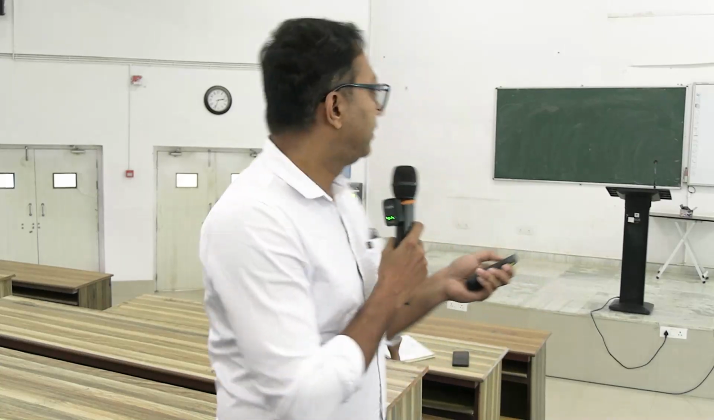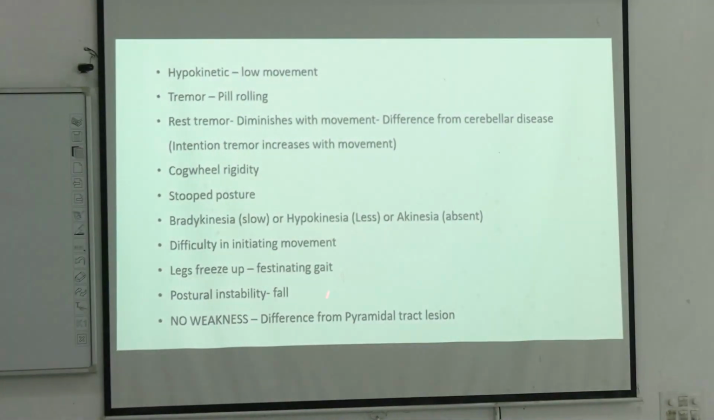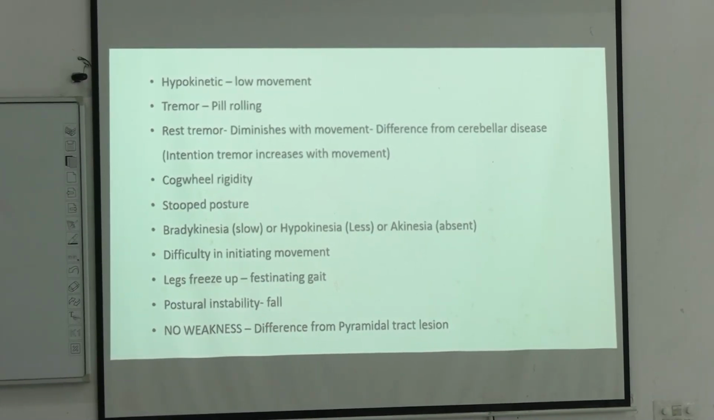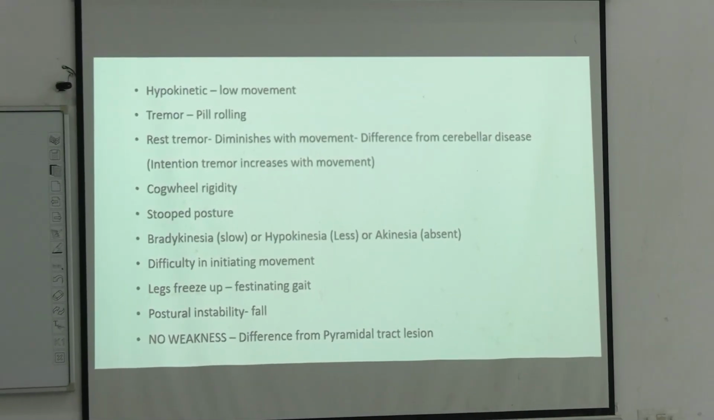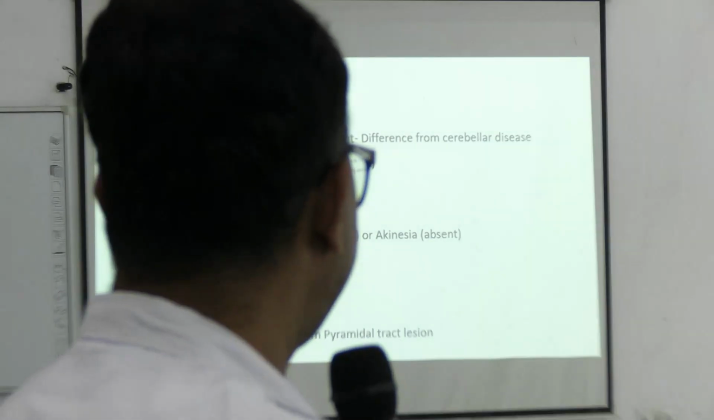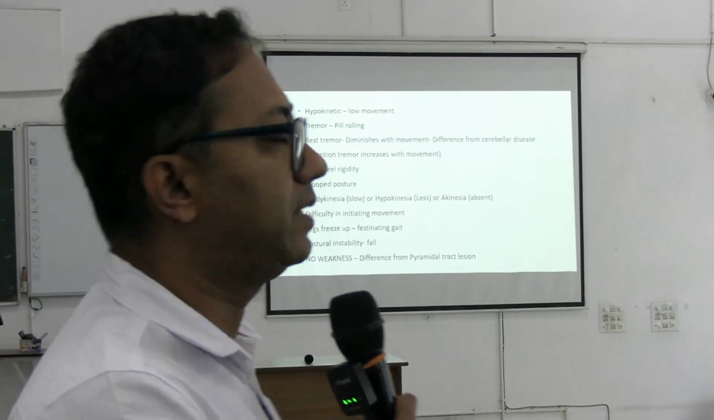So there is a sudden change in the movement and the patient needs to initiate, and there is a problem. So the patient cannot initiate new movement, right? Difficulty in initiating movement, legs freeze up, festinating gait, postural instability and frequent falls, but no weakness. Okay, difference from pyramidal tract lesion.